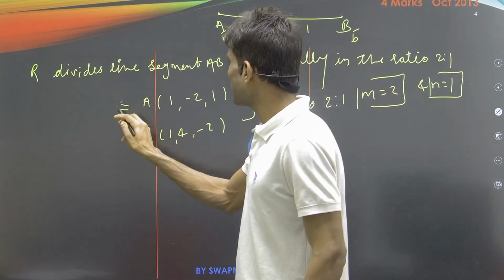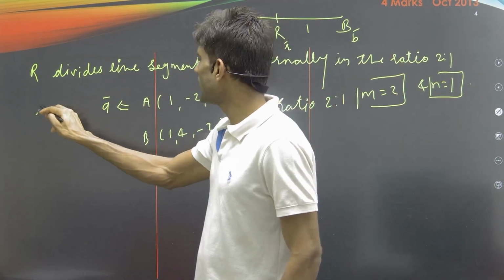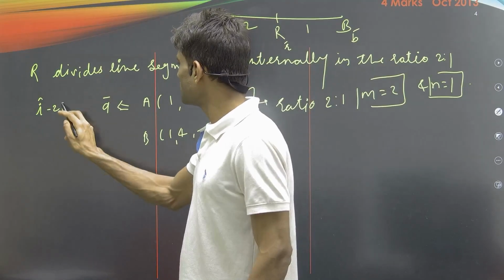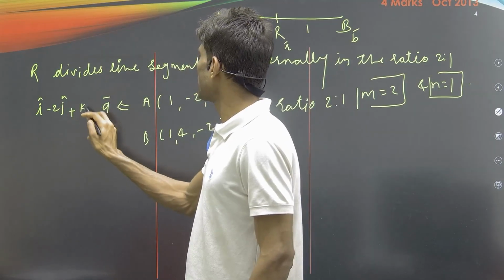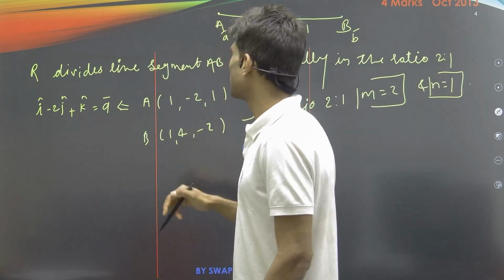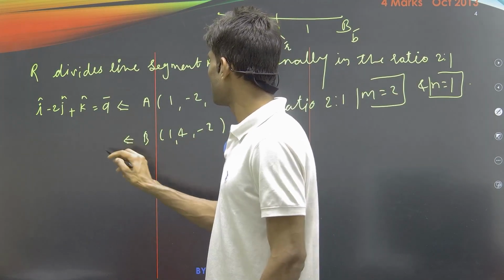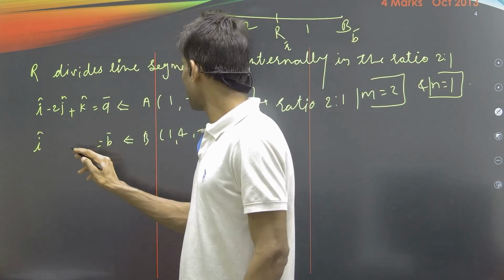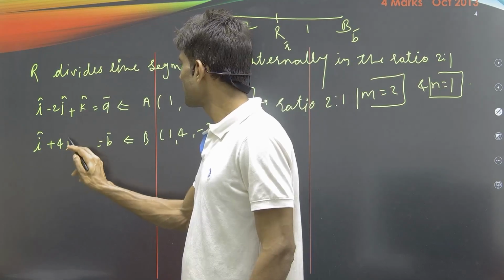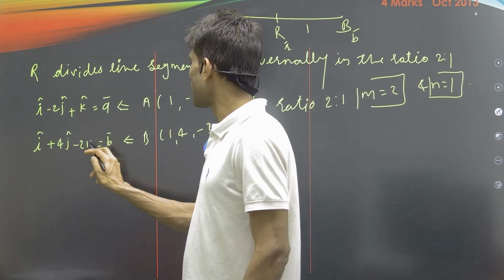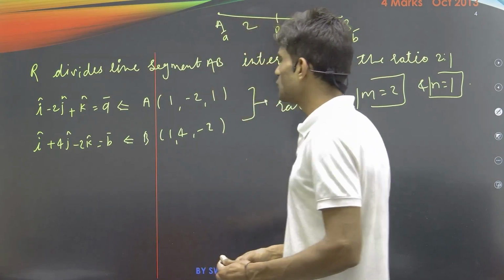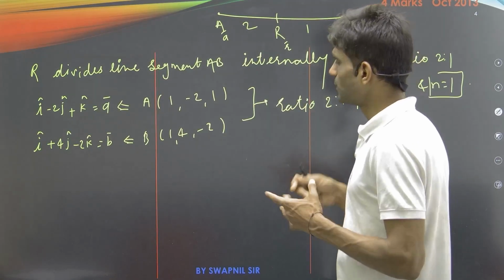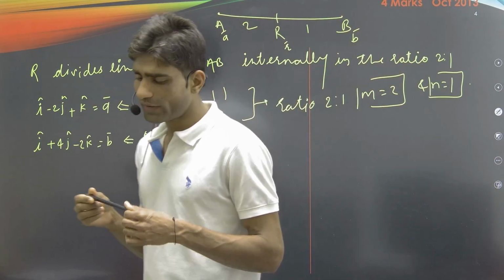Our position vector A bar is I cap minus 2 times J cap plus K cap. Let me introduce the I cap, J cap, K cap. This is the value for position vector A bar. Similarly, position vector B bar can be written as I cap plus 4 times J cap minus 2 times K cap. These are the two position vectors. Now let's apply the section formula for internal division.